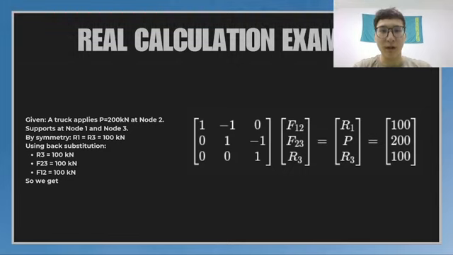Let's make this real. Imagine a truck weighing 200 kilonewtons is parked in the middle of the bridge, and by symmetry each support carries half, so it will be 100 kilonewtons each. By substituting this into our matrix equation and solving it by back substitution, we find that both members carry exactly 100 kilonewtons of internal force. And this tells the engineer the steel in this member must be strong enough to carry 100 kilonewtons. Without linear algebra, this calculation would be extremely difficult for a bridge with hundreds of members.